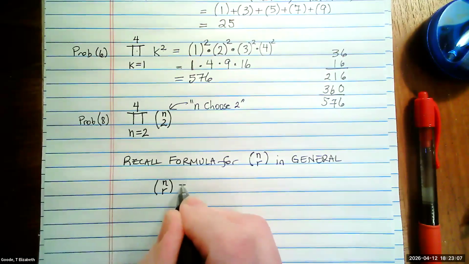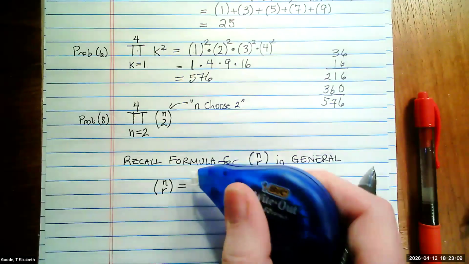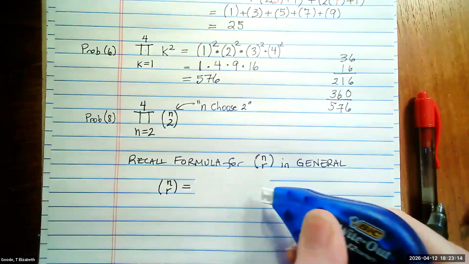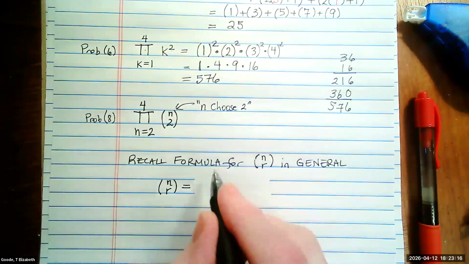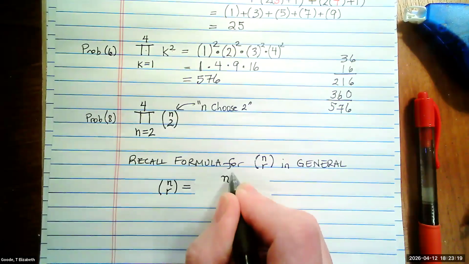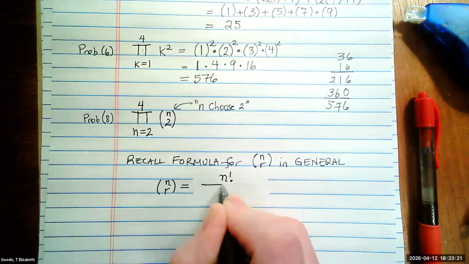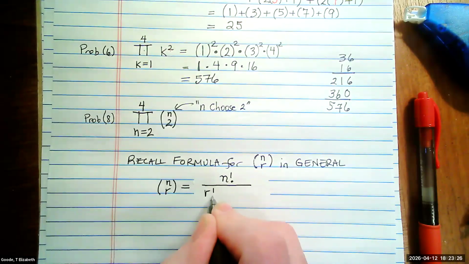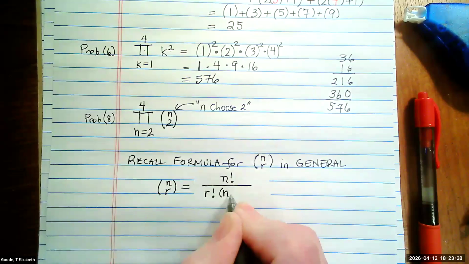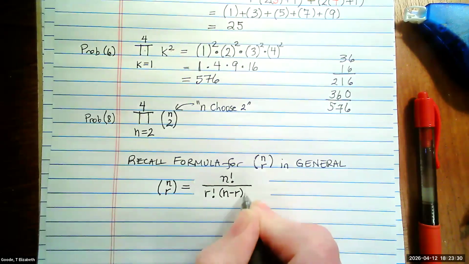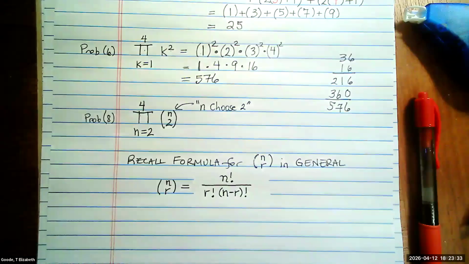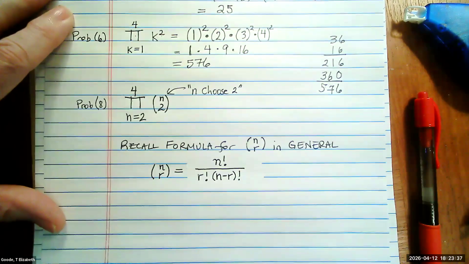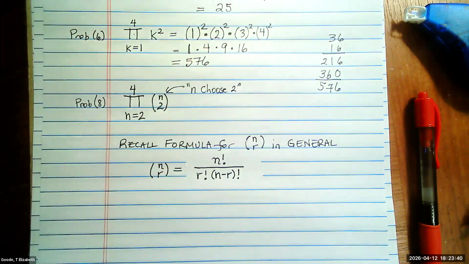So n choose r is, and I'm going to erase some blue lines so it's a little bit easier to see, a fraction. On top is n factorial. On the bottom is r factorial times the quantity n minus r factorialized. Does that look familiar? Yeah, from last class. That's right.